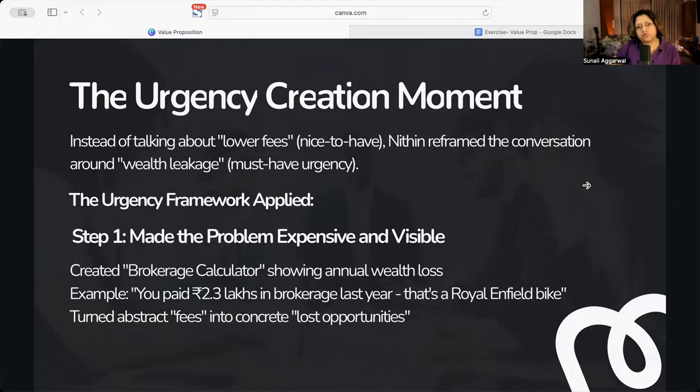So instead of talking about lower fees, Nitin started talking about wealth leakage, right? What are you missing out on? What are you not noticing?